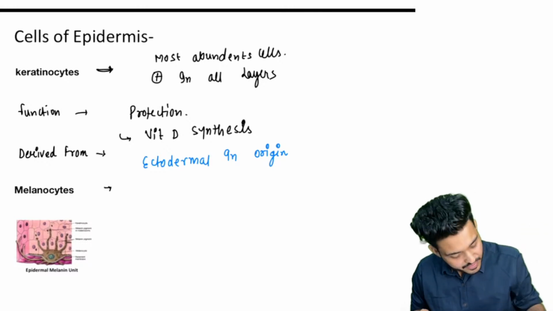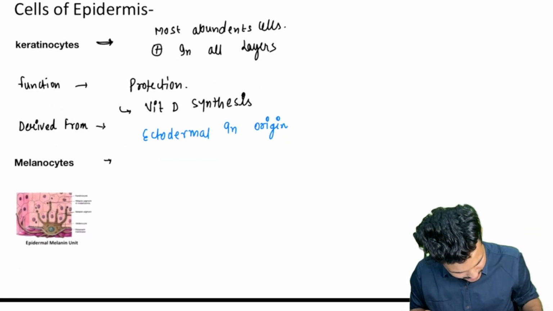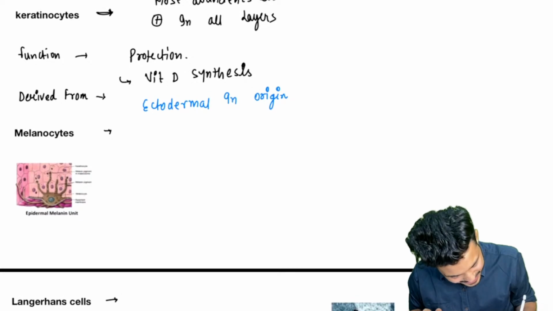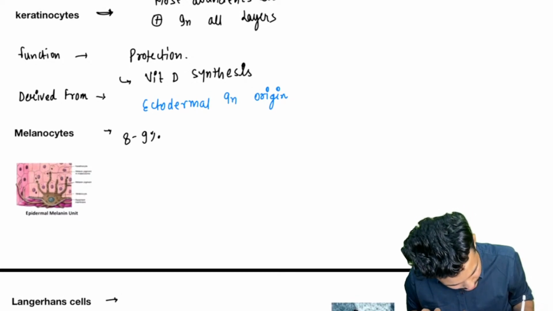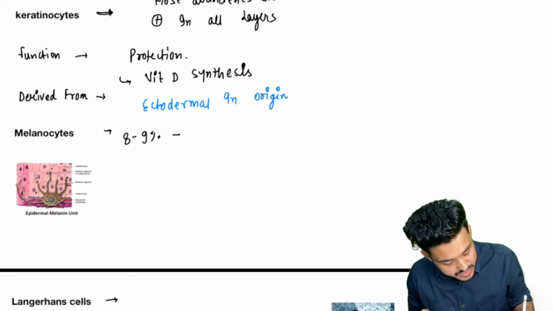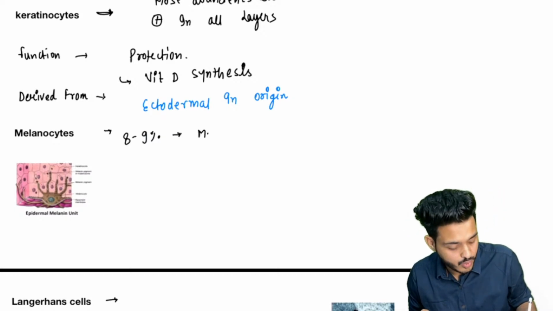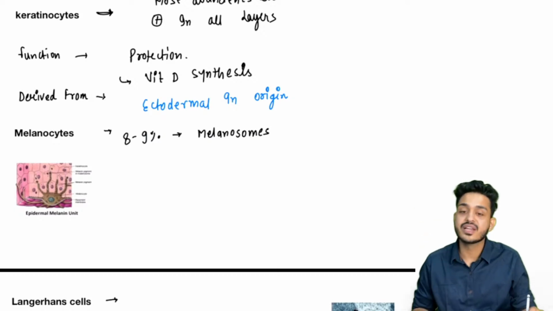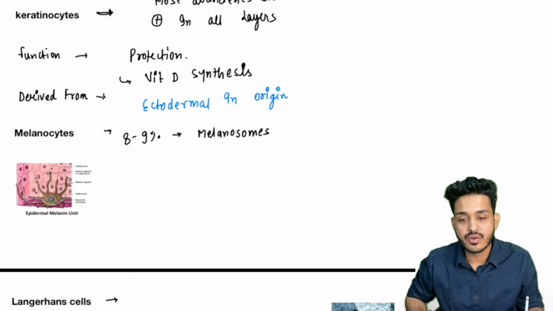Okay, second one is your melanocytes. They are approximately 8 to 9%, and melanocytes will be secreting what? Melanosomes. Remember, guys, melanocytes will be secreting melanosomes.